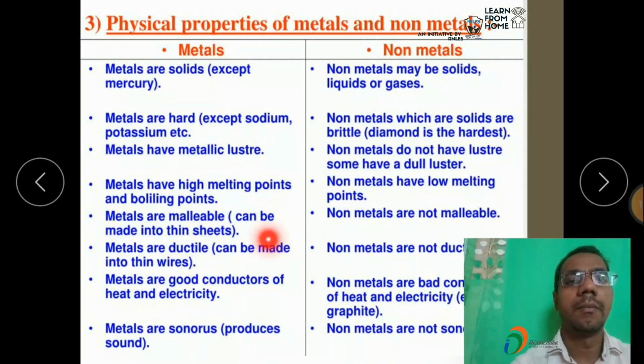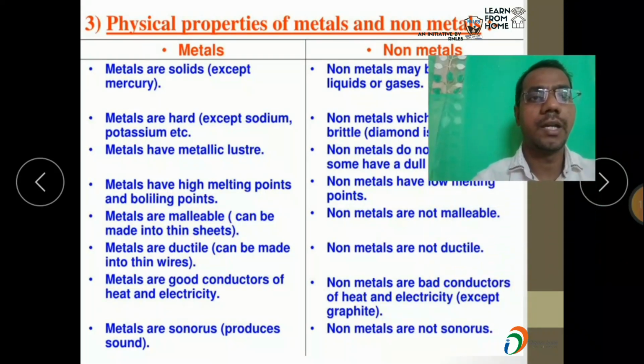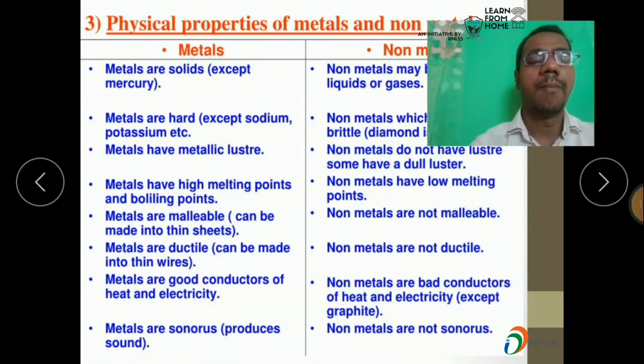The next, metals are ductile. What is meant by ductile? Ductile means they can be made into thin wires. Malleable means they can be made into thin sheets, but ductile means they can be made into thin wires. Metals are ductile, but non-metals are non-ductile. It means they cannot be made into thin wires, just as they cannot be made into thin sheets.